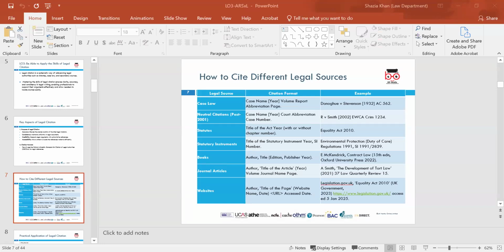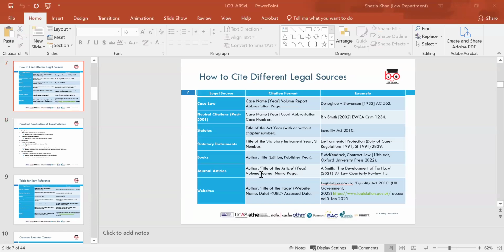For statutes, you'd have the title of the Act, the year of the Act, and the chapter. For statutory instruments, you'd have the title of the statutory instrument and the year of the statutory instrument. For books, you'd have the author, the title, and the publisher. For journal articles, you'd have the author, title, and volume number. And for websites, author, title, website date, and access date. The examples are just in the table there on the end as well.